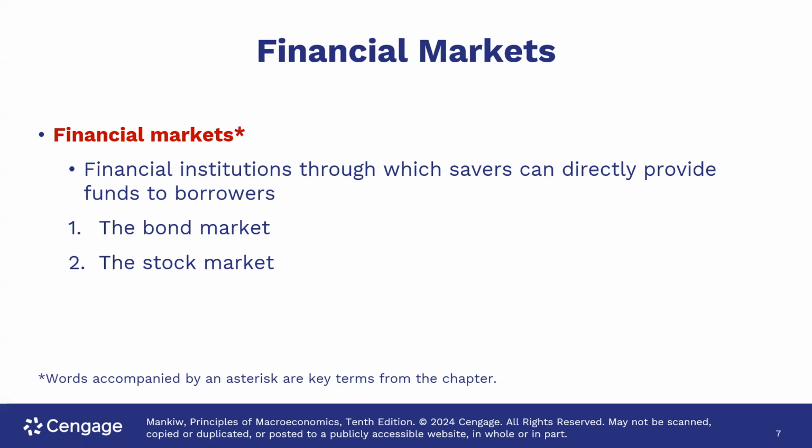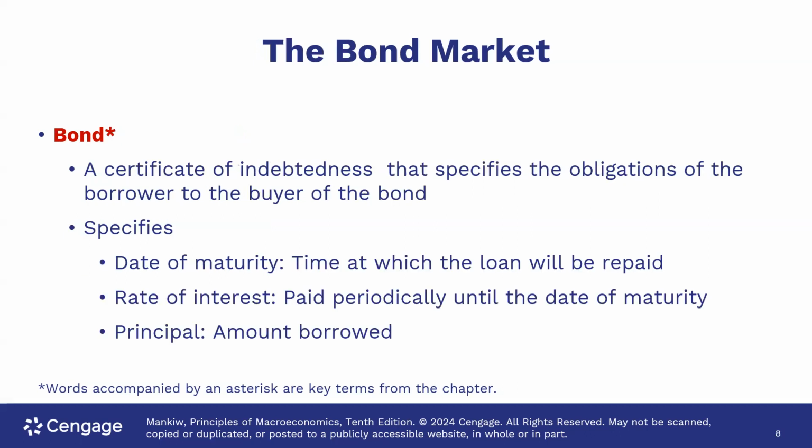There are two typical financial markets in reality. One is the bond market. The other one is the stock market. Those are the two major forms of financial markets, and bonds and stocks are the two most important financial instruments that facilitate this kind of transaction. We will go through them one by one. Let's put the focus on the bond market first. So what is a bond? Bond seems a little bit unfamiliar to you.